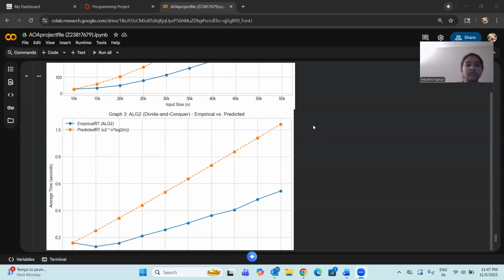In conclusion, while brute force is simple to implement, it becomes impractical for larger datasets. Divide and conquer, however, is highly efficient and scalable. This experiment result strongly supports the theoretical analysis, making divide and conquer the preferred algorithm for large scalable applications.